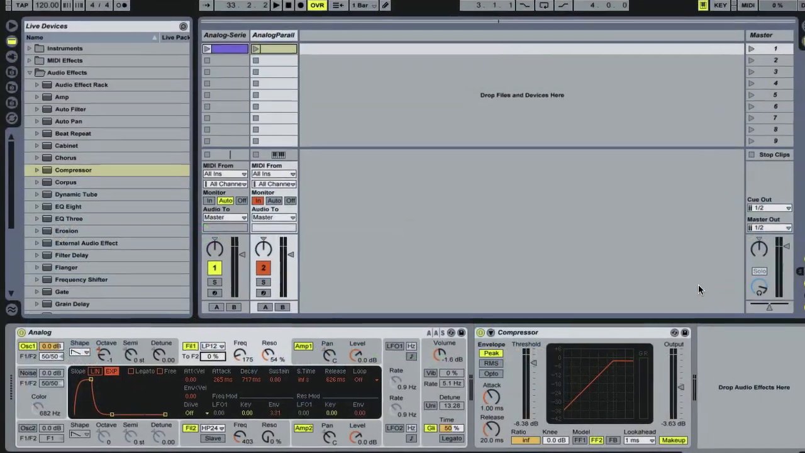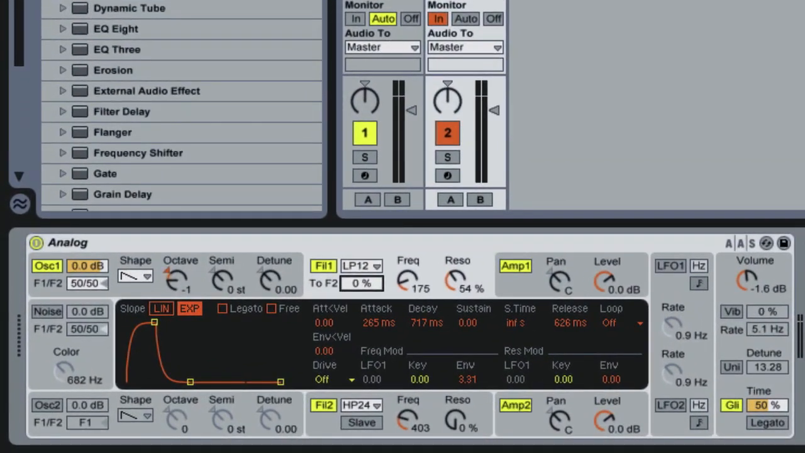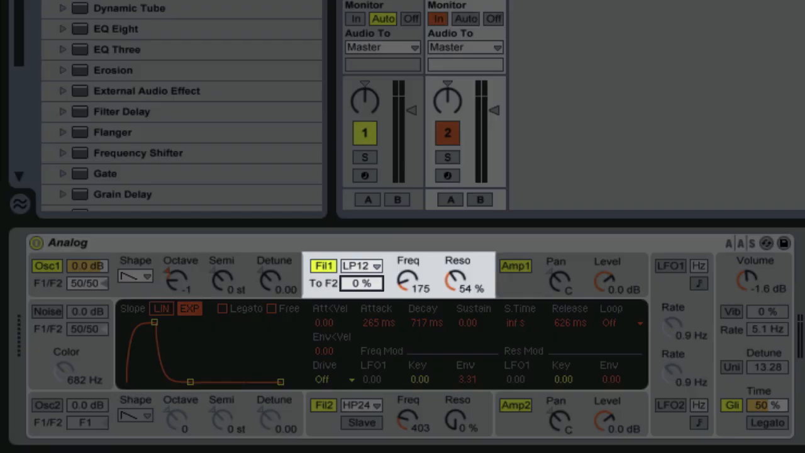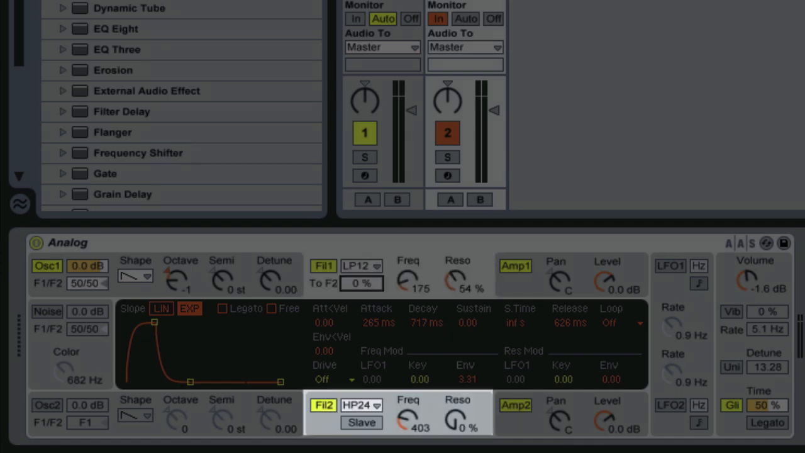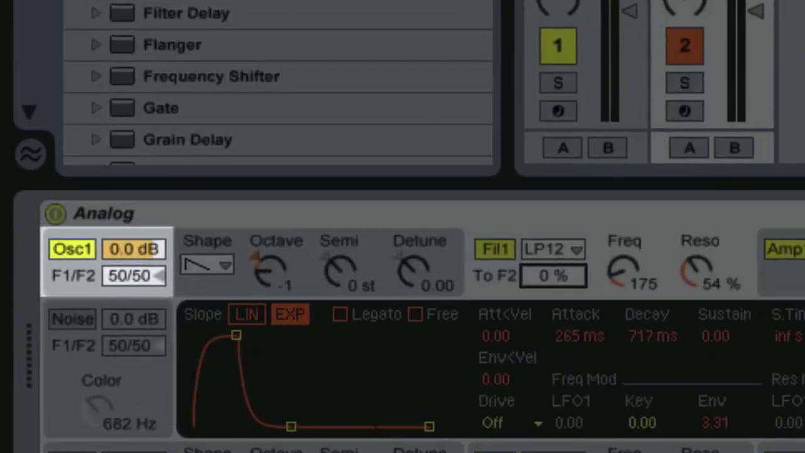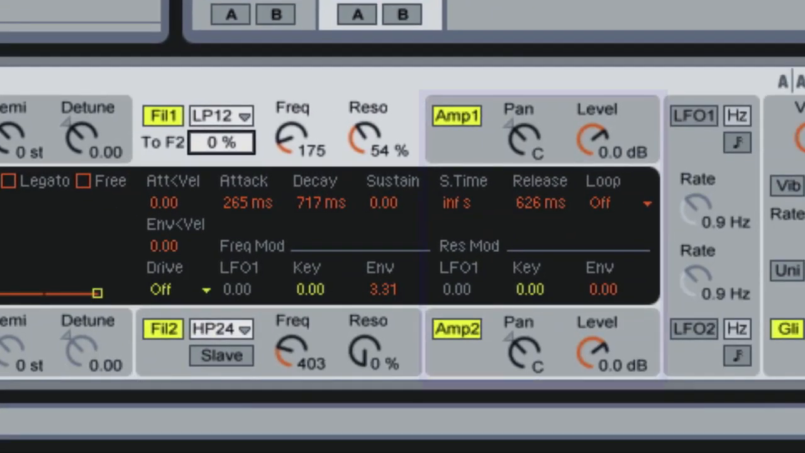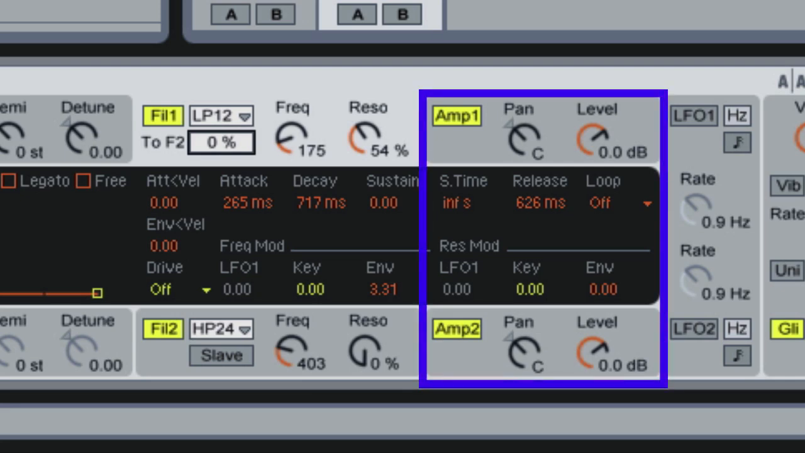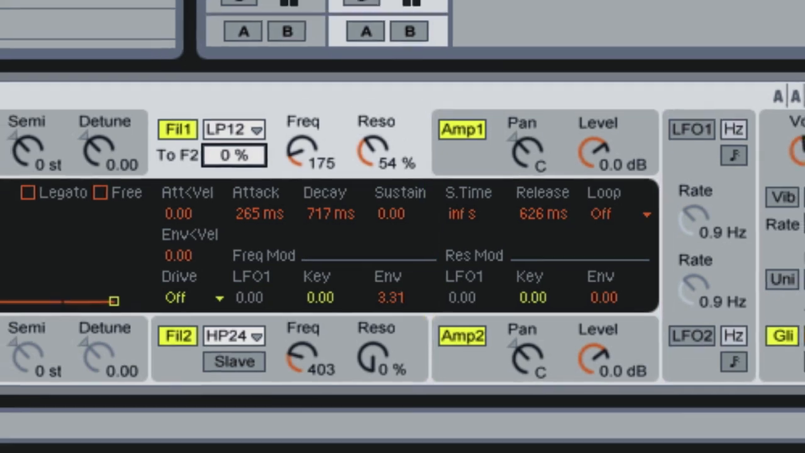For example, here we have another instance of Ableton's Analog, with the filters set up in parallel. Very similar to our first patch, filter 1 is a low pass with a bit of resonance, and filter 2 is a high pass. But because the oscillator is being sent to both filters, and both filters' output is being passed to the output of the synth, the sound is completely different from our previous example.